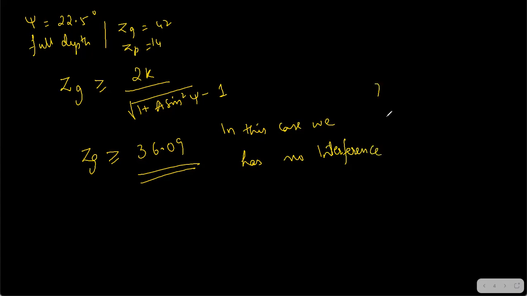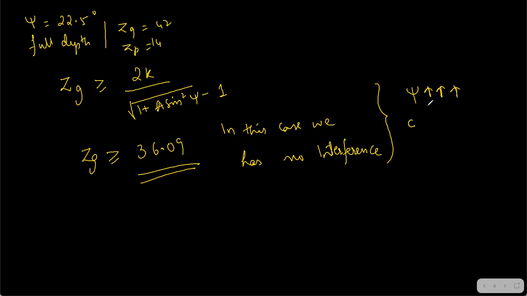So what does this say? This says that by increasing the pressure angle, we don't have the interference. Okay, by increasing the pressure angle, we don't have the interference. But now what's happening here? How will we see the significance of it?